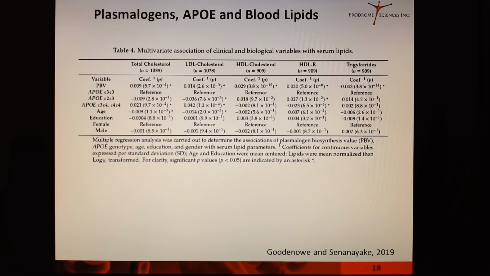Now, there's a very complicated table in the paper called Table 4 that looks at the multivariate associations of clinical and biological variables with serum lipids. Let me take a couple of minutes to explain this table in simple language. APOE3 is the reference, so we compare E2 to E3 and E4 to E3 at the different levels, LDL and HDL. The key thing to observe is that the APOE effect is really being mediated by the LDL cholesterol levels, in that the E2 allele is associated with significantly lower levels of LDL cholesterol, whereas the E4 allele is associated with higher levels of LDL cholesterol. The APOE genotypes have no statistical effect on HDL cholesterol at all.